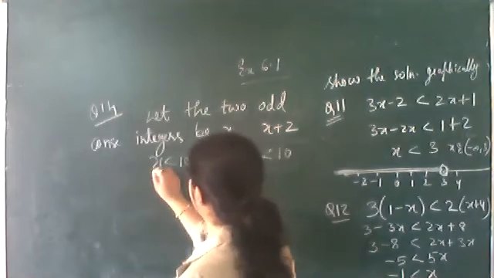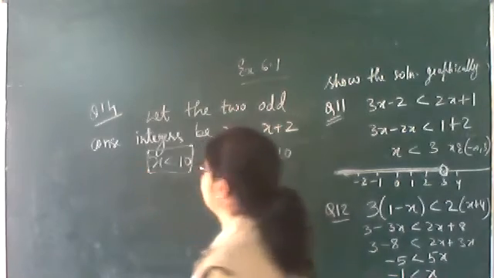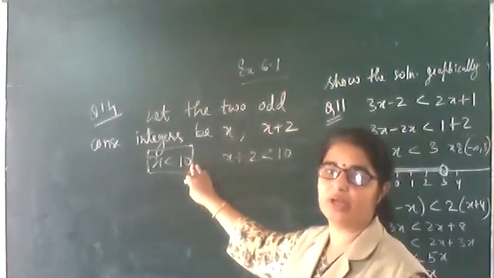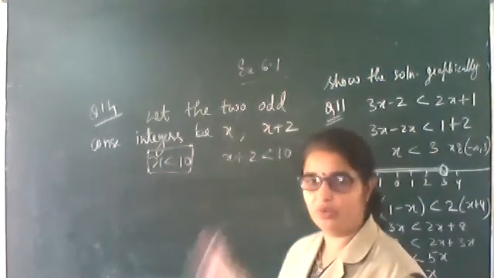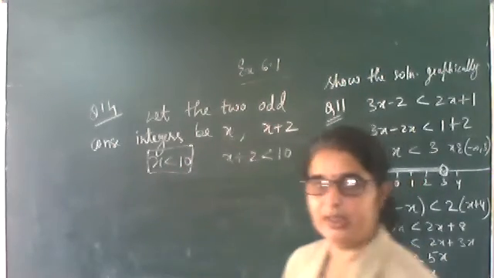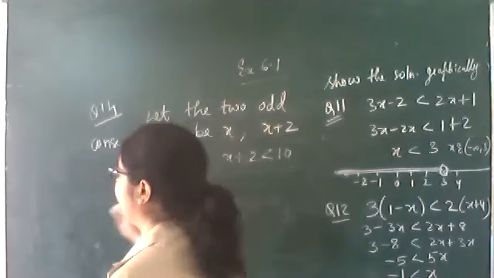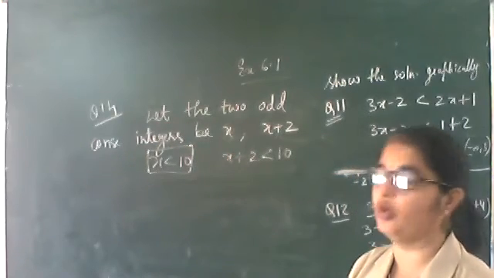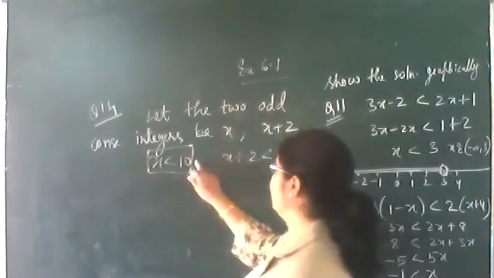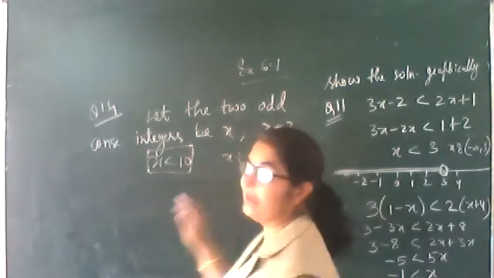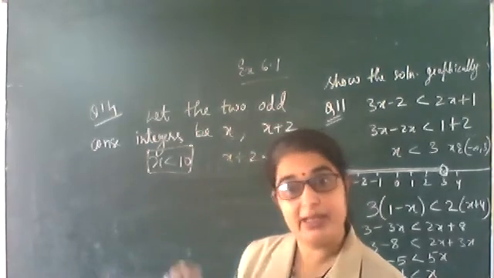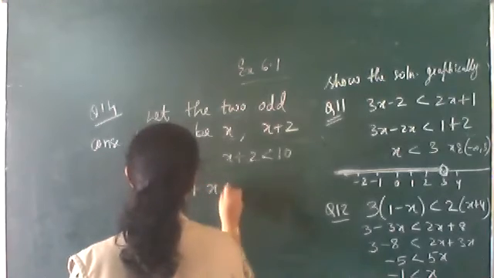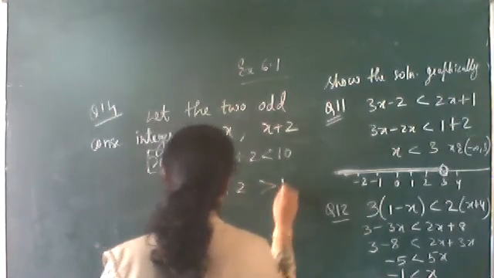So one condition we will take is x is less than 10, because if x is less than 10, then x plus 2 will also be smaller. This is general. Clear? Then they are saying the addition of these two, such that their sum is more than 11. They are saying the sum of these two numbers is more than 11. Since it is more than 11, we will write x plus 2 is greater than 11.